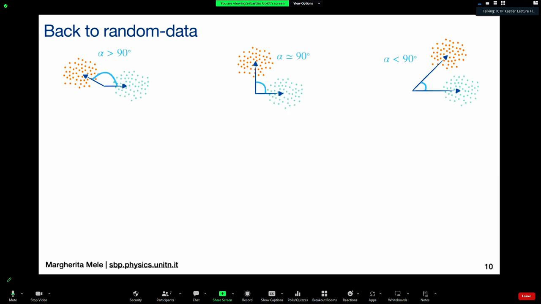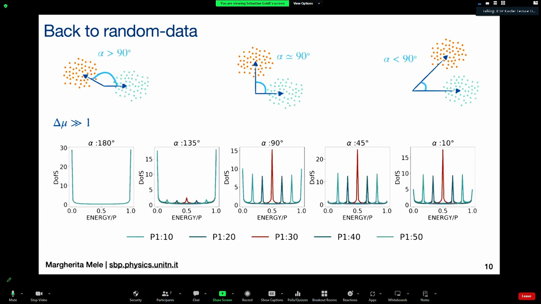So in the previous case, the two mean vectors were antiparallel. Now I'm starting to decrease this angle. And in particular, I'm going to show you the results obtained for classes that are very well separated. So delta mu is big there. And as you can see, as I start to decrease the angle, this secondary peak appears in a location that is determined by, or correlated with, the unbalancing. And the lower the angle, the more predominant this peak is.